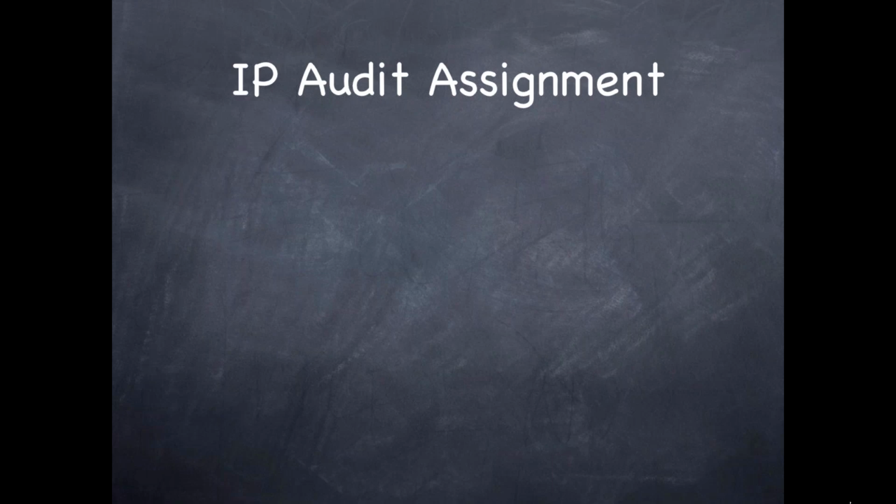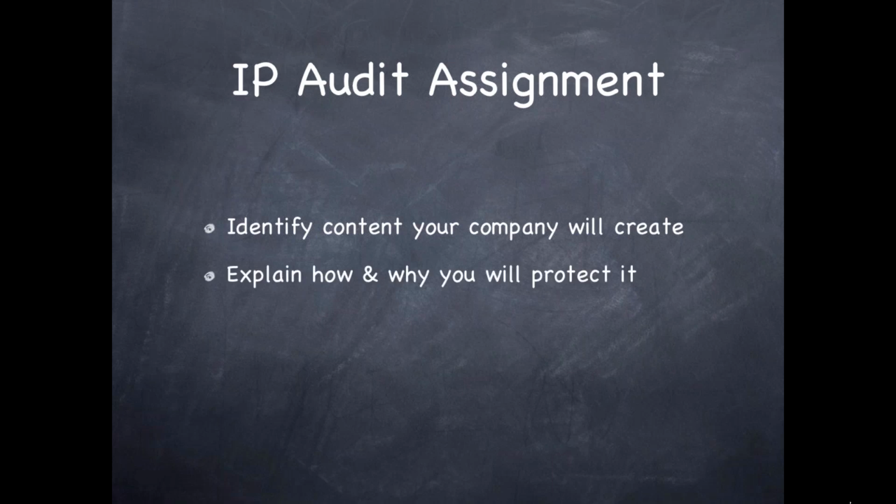So the first assignment we're going to look at is the IP audit assignment. With our IP audit assignment, you're going to be identifying 4 pieces of content that your company will create and use within your business. So think about trademarks, copyrights, trade secrets, and patents that your company would create and use within your business. Maybe it's how you acquire clients or how you process transactions that is a trade secret. Maybe it is dealing with the name of your business, or more importantly, the logo of your company, let's say. So if you're looking at this, you're going to explain how and why you'll protect it.